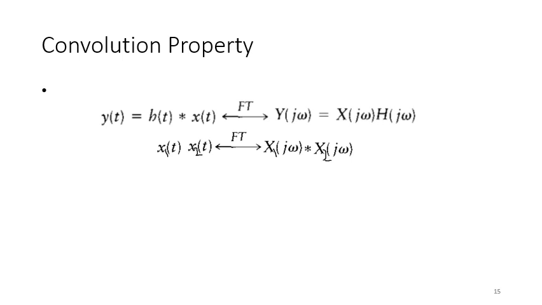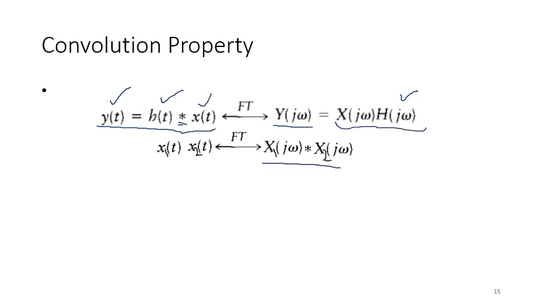The next property we are going to consider is the convolution property. You understand, in the time domain we have done the convolution. If two signals are convolved, like we have y of t equals h of t convolved with x of t, and I take the Fourier transform of this equation, then y of t has Fourier transform Y of j omega, h of t has H of j omega, and x of t has X of j omega. You see that convolution in the time domain results in multiplication in the frequency domain.